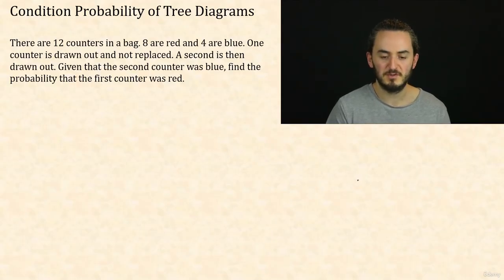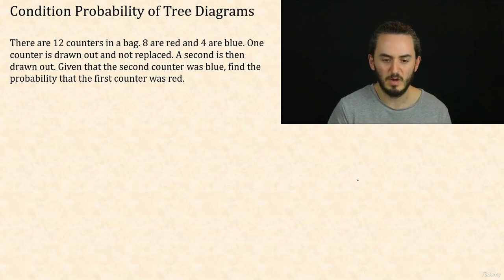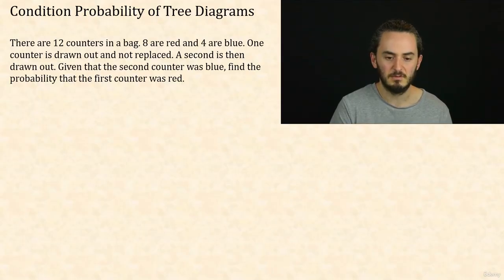I think most people's gut feeling is, the second counter has no effect on the first, so why would it not just be 8/12ths, right? There are 8 to begin with, so why would it matter? Well, let's have a look.